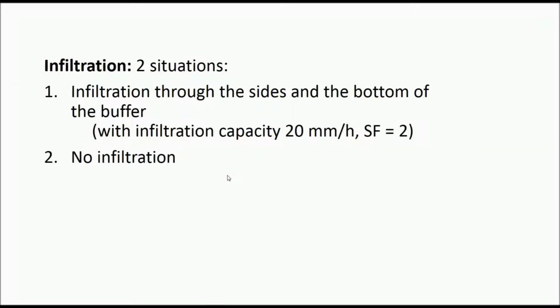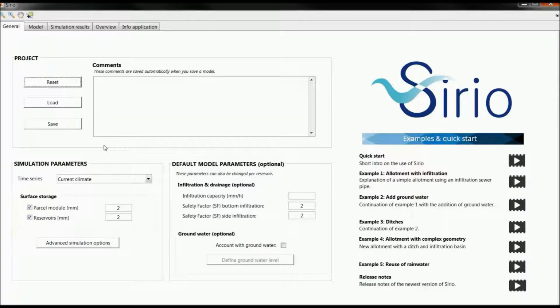Now we have two options for the infiltration. For the first scenario, we're going to investigate how the infiltration will impact the potential reuse if there is infiltration allowed through the sides and the bottom of the buffer. We also have the infiltration capacity, which was measured. And in a second scenario, we will look at how much water can be reused if there is no infiltration at all. And now I can fill in all these parameters in Sirio.